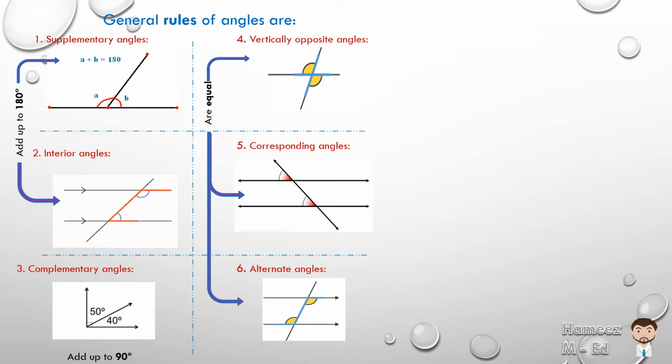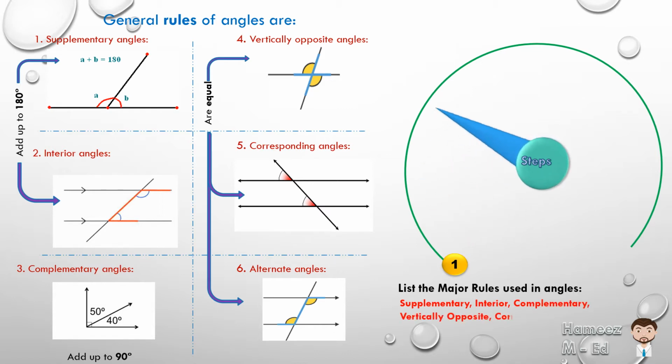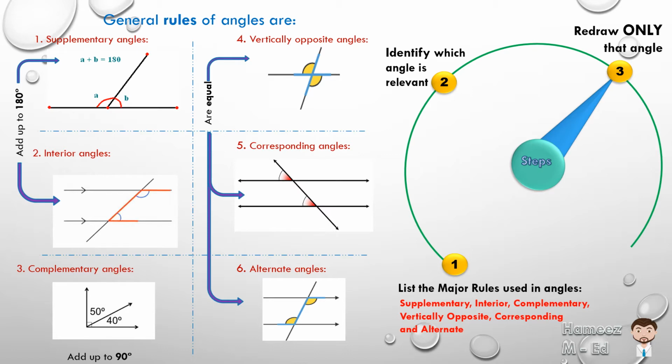When doing this question, we found that students find it easier if we have some steps to follow. The first one will be to list the major rules used in angles, so that way they can easily pull out the necessary ones: supplementary, interior, complementary, vertically opposite, corresponding, and alternate. Then they identify which angle is relevant in the question, and we redraw only that angle, and then solve, applying whichever rules are necessary.